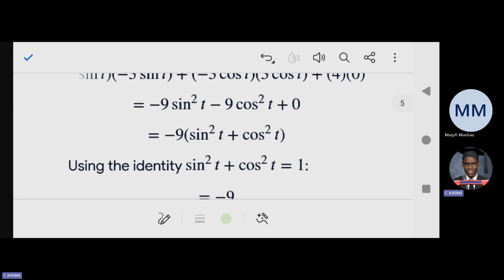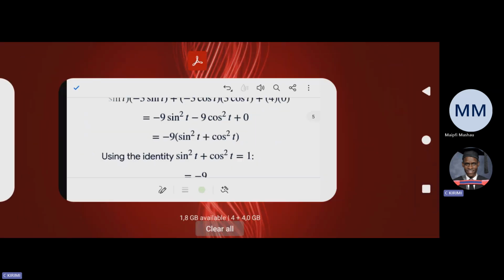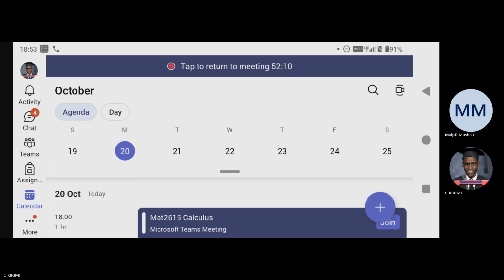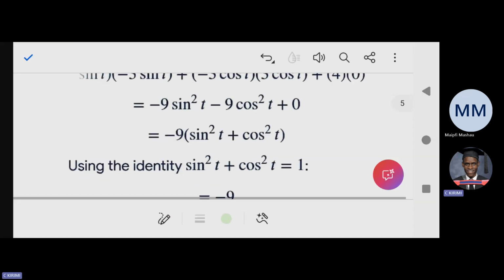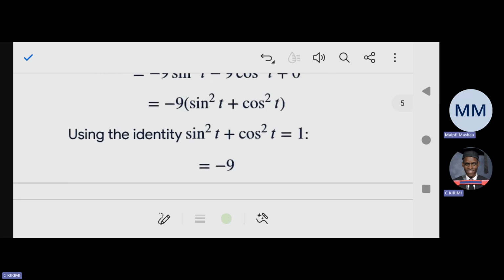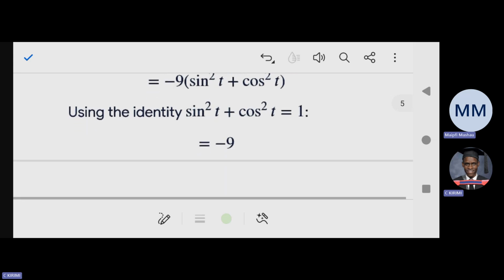You take out the common factor, minus 9, from sine squared t plus cos squared t, and we know it's 1 from the trigonometric identity.